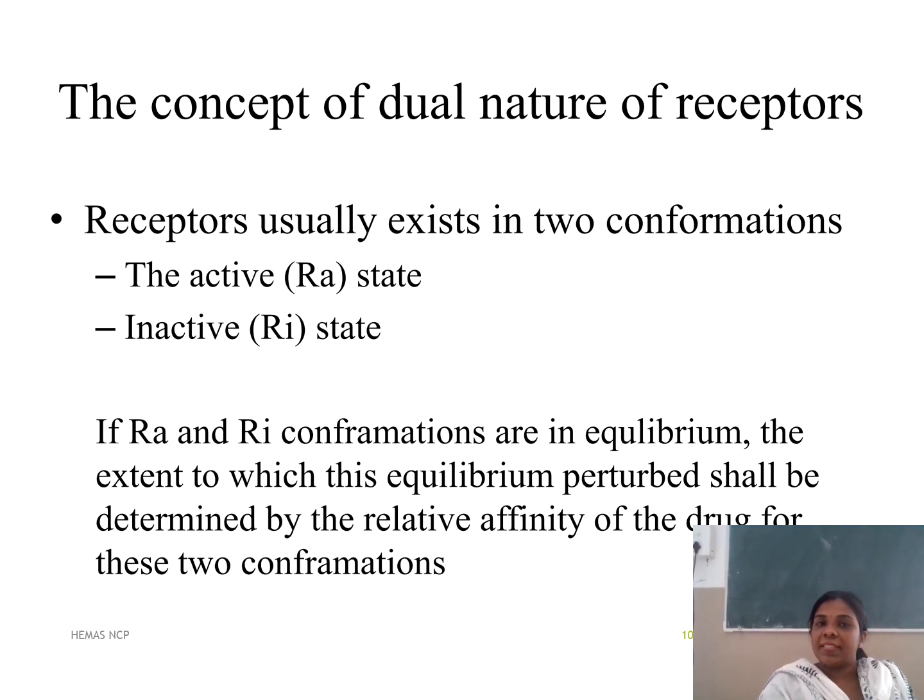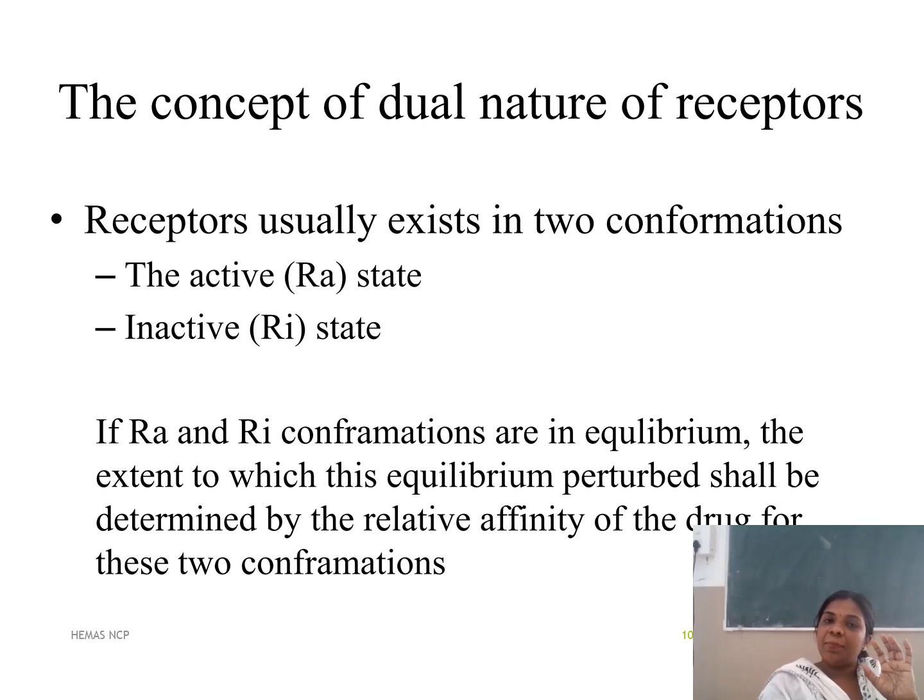The two conformations of the receptor: a receptor usually exists in equilibrium between an active state, which is the functional form of the receptor, the active state RA. That means it is capable of producing a signal, activating the secondary messenger system and leading to the biological response. Then the inactive state is the resting form of the receptor, known as RI. It does not produce any signal, and no cellular response occurs.